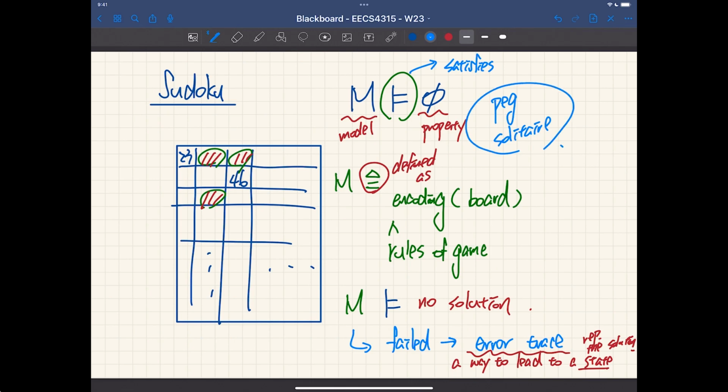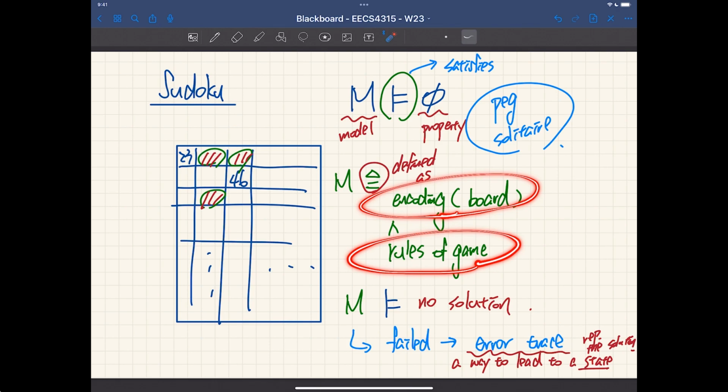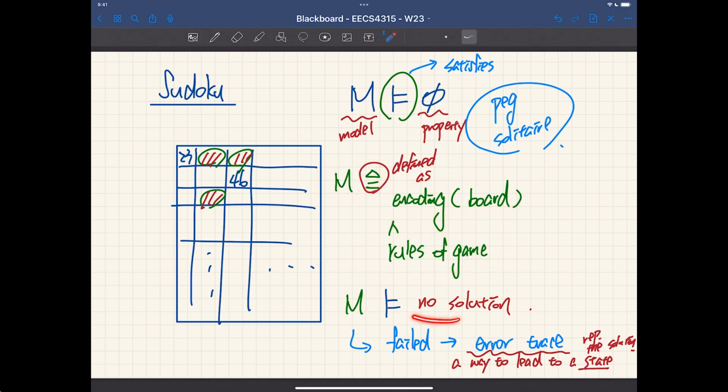Do you know Peg Solitaire? You can look it up if you want. That's also another possibility. Anyway, you get the structure and the rules of the game, how the game should be played, and combine them together to be the model. Then you tell the model checker the property you want to verify is that there's no solution in any states. If there's really a solution, the model checker will give you an error trace, which shows you how you can get to that particular state where "no solution" is false, which means that's the solution. That's a very interesting use of the property.